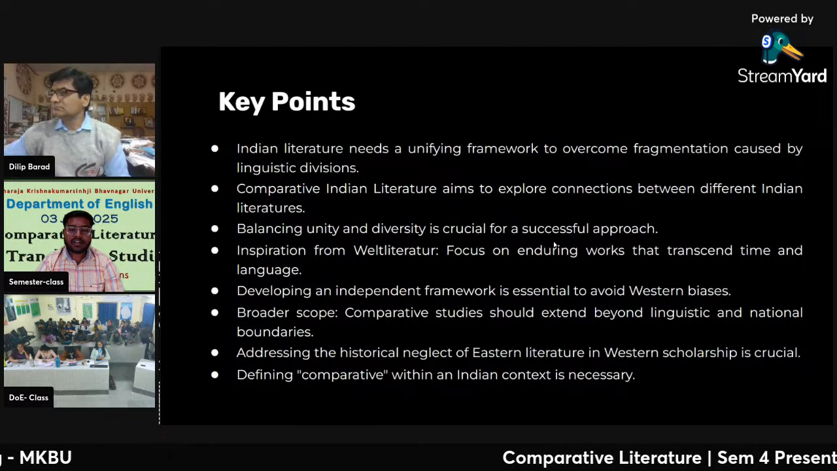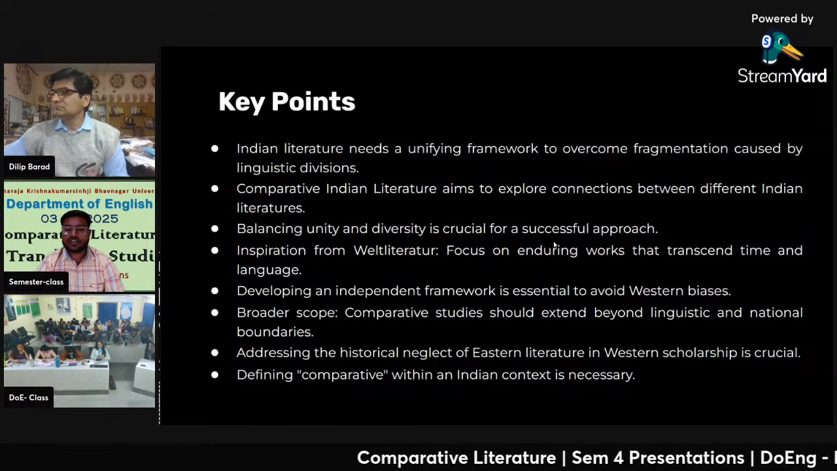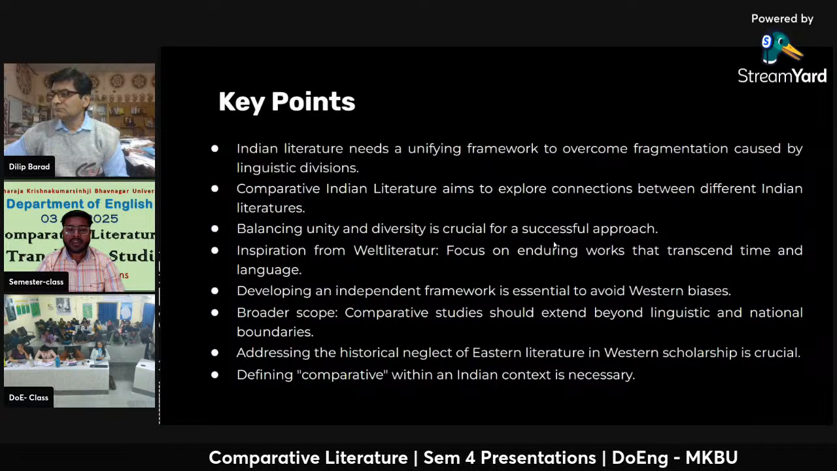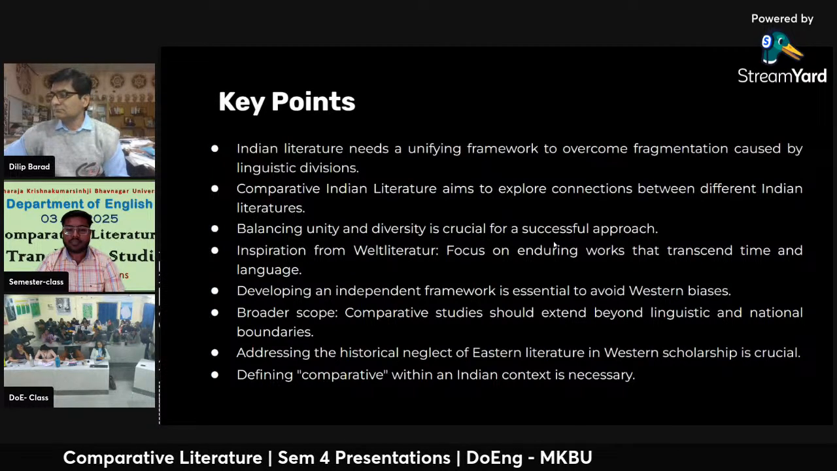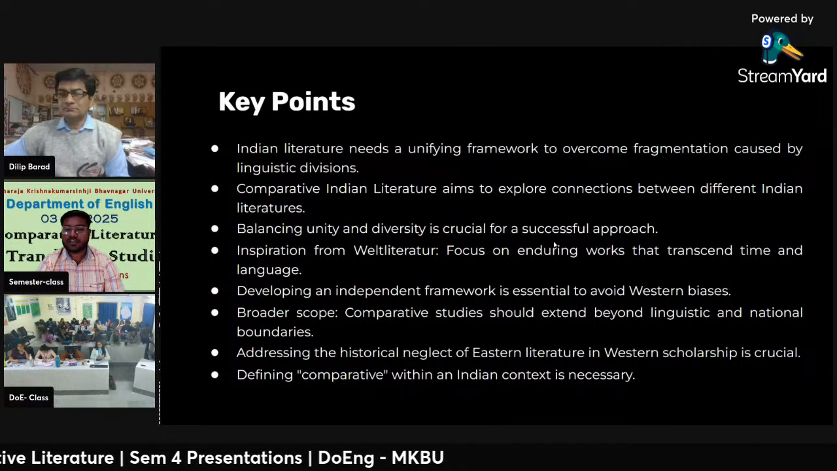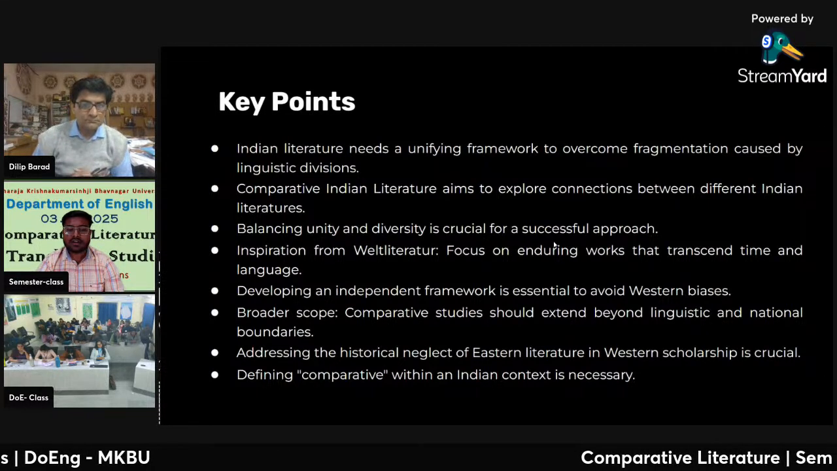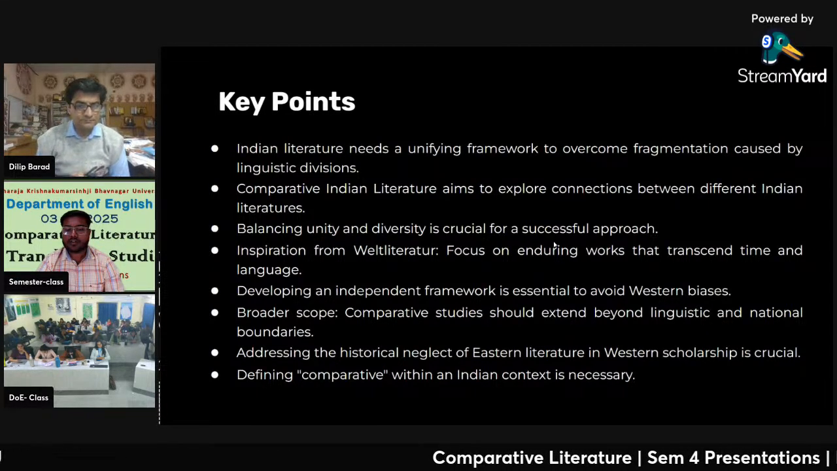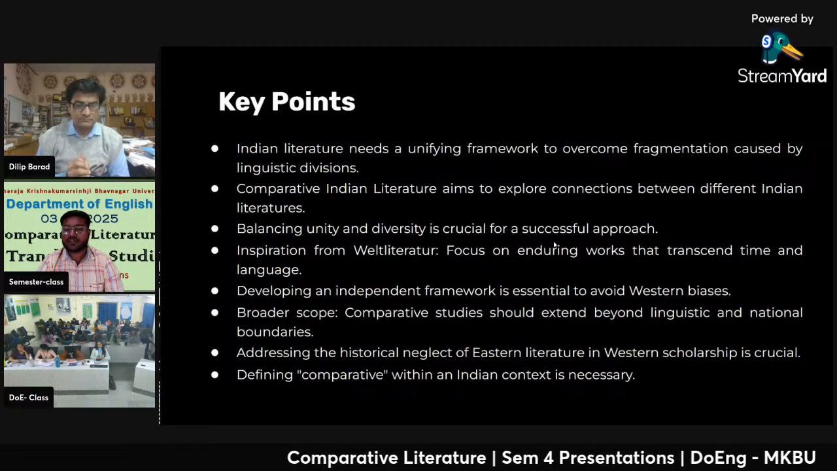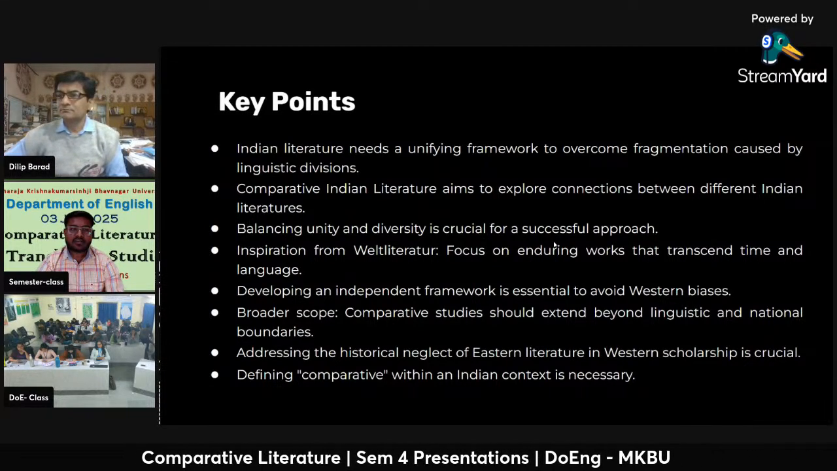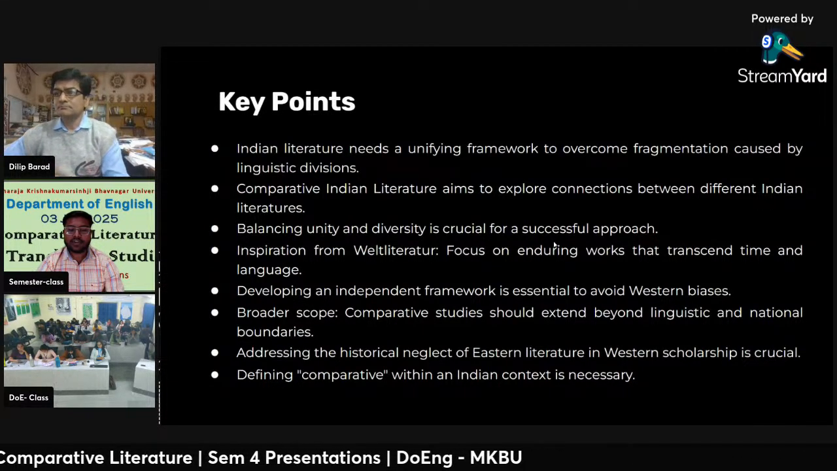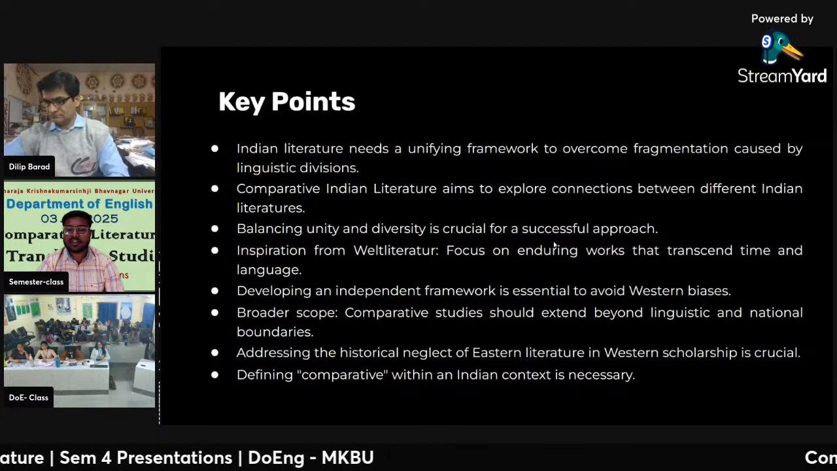Developing an independent framework is essential to avoid Western biases, and the broader scope for comparative studies should extend beyond linguistic and national boundaries. Then he addresses the historical neglect of Eastern literature in Western scholarship, which is crucial. Thus, defining comparative within an Indian context is also necessary.